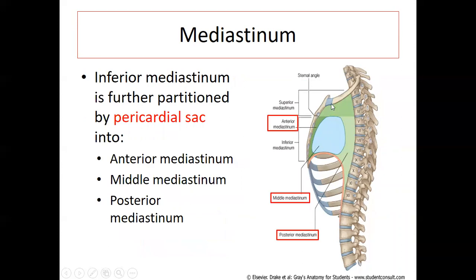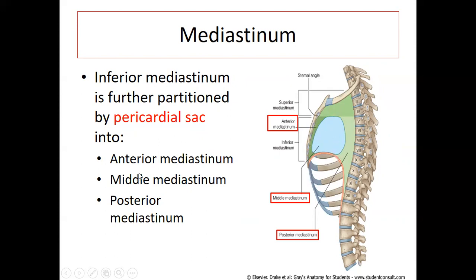For the inferior mediastinum, we divide it into several partitions. How do we divide it? By the presence of the pericardial sac. Due to the presence of the pericardial sac, this inferior mediastinum is divided into 3 portions. I hope you know what the pericardial sac is. The pericardial sac is the part that covers the heart, right?